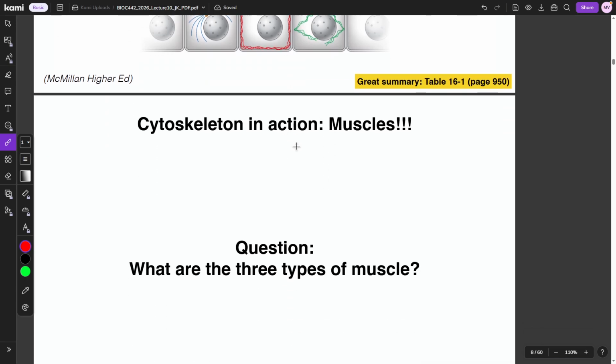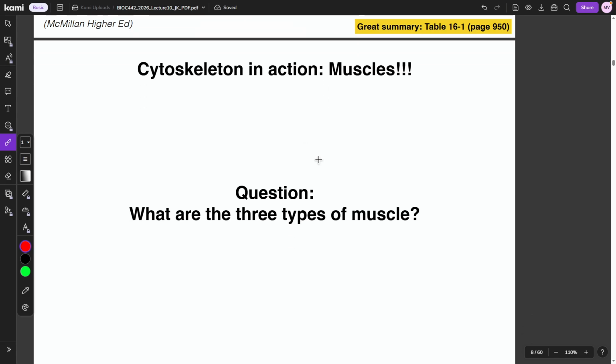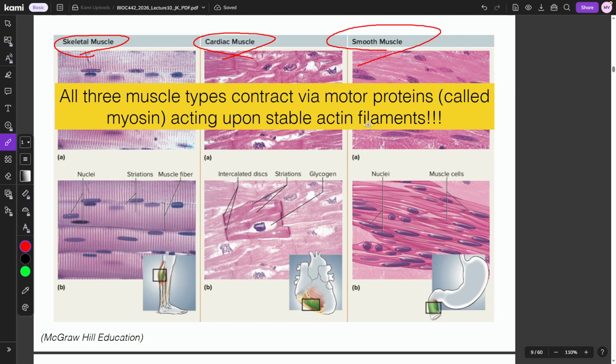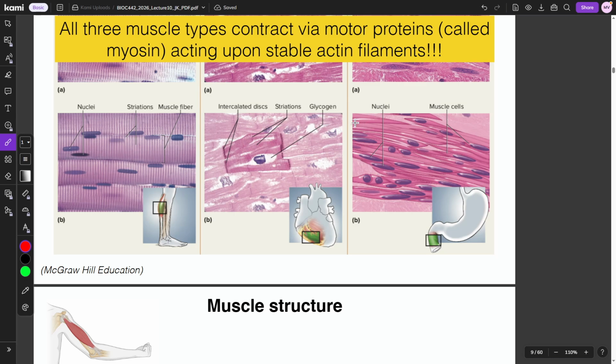So let's take a look at an example of the cytoskeleton in action, and how it works in muscles. So to start off, there's three types of muscles. There are skeletal muscles, cardiac muscles, and smooth muscles. Here they are. So skeletal, cardiac, and smooth. And the thing to keep in mind is where they're located and the striations, if you will.